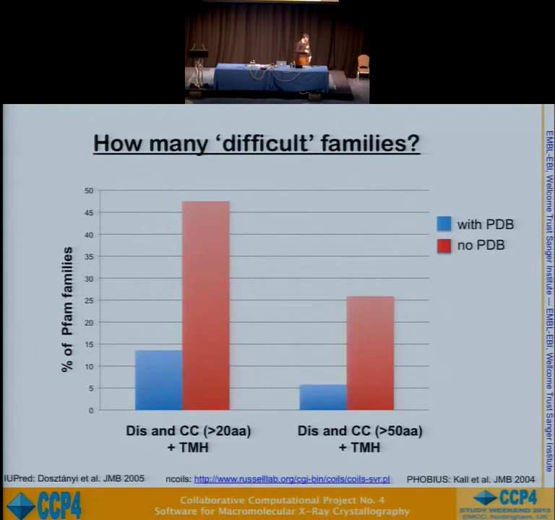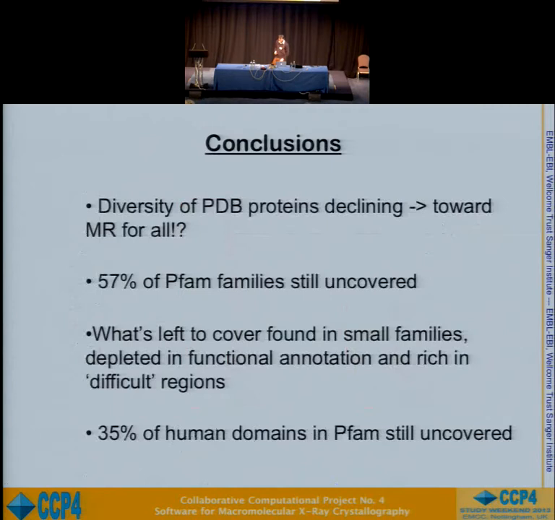And in terms of difficult families, there are a lot of them in the families we don't cover in human. So between 30%, 25% and 45% of the families that we don't cover and that have human representatives have some complicated regions for structural determination. On the other hand, it's hard to argue that these are not relevant. These are human proteins. Sooner or later, probably we want to have most of them solved.